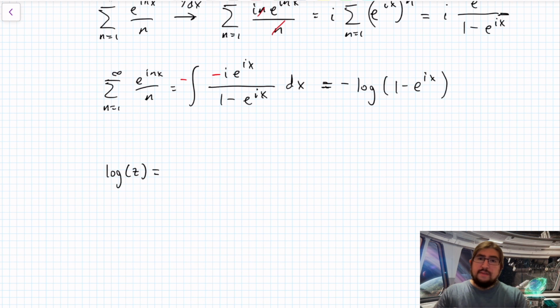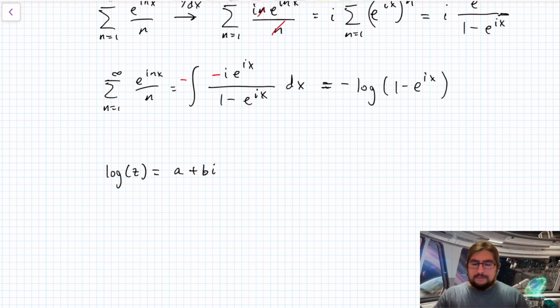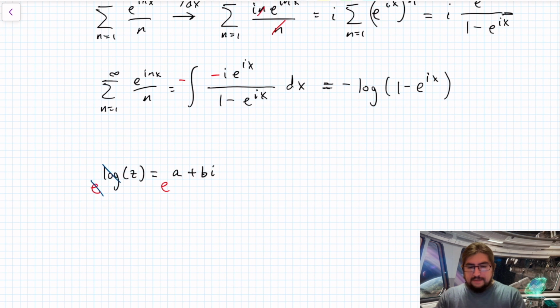Let's say we want to find the real and complex parts. Let's call them a and bi, or a and b, a plus bi. Okay. If we exponentiate both sides, well, on one hand, you just get z. On the other side, you get e to the a times e to the bi.